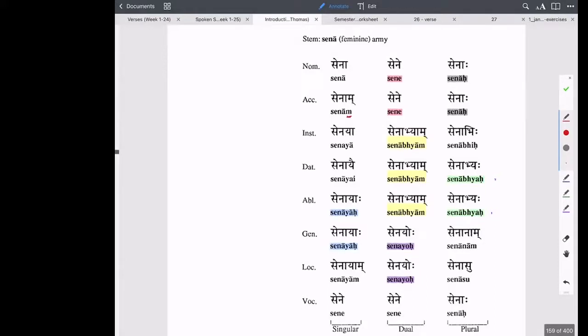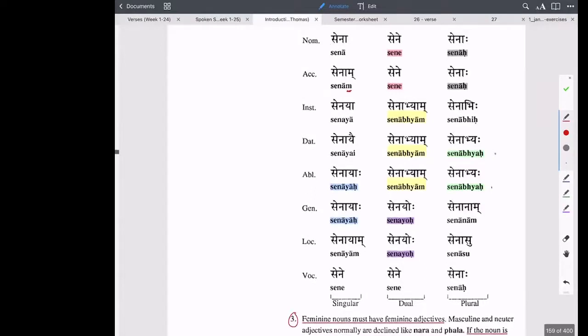Okay, dative. Senayai, senapyam, senapyaha. Senayai, senapyam, senapyaha. From the army, senayaha, senapyam, senapyaha. Again, senayaha, senapyam, senapyaha.